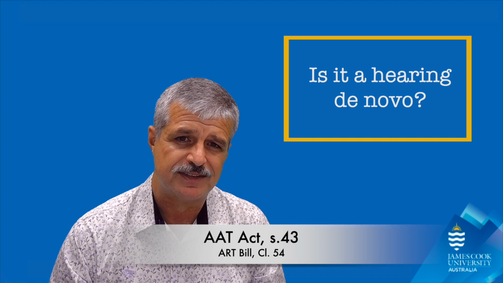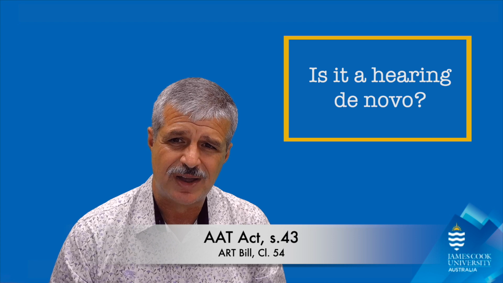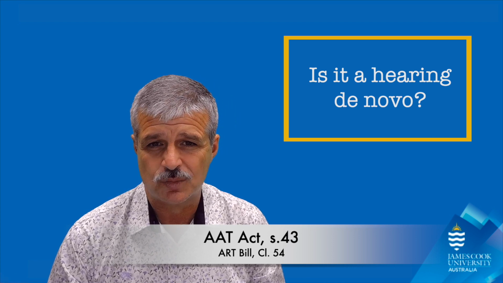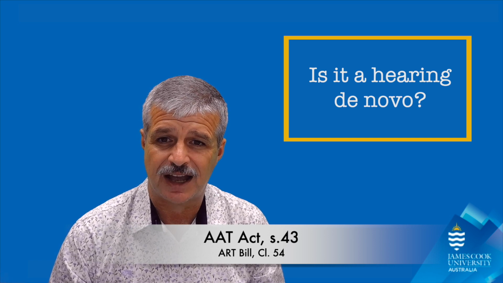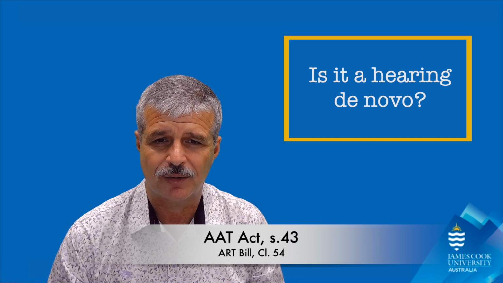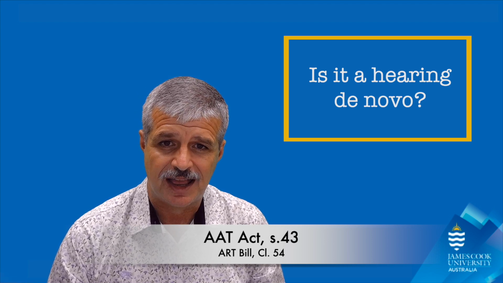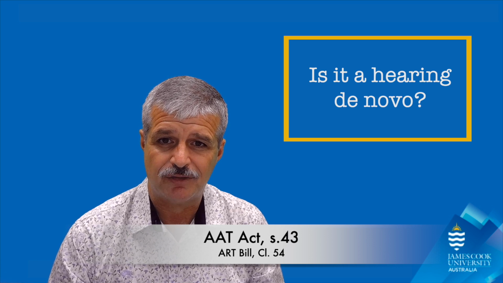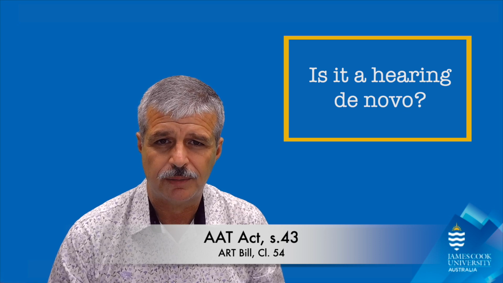On the other hand, though, the tribunal's legislation puts it in exactly the same position as the original decision maker. That provision's found in Section 43, subsection 1 of the AAT Act. So there's no actual reason for the AAT to worry about the original decision at all. The AAT can simply start from scratch with what they call a hearing de novo, which means a new hearing. They can simply make the decision as though the original decision maker had never been there. The same power is found in Clause 54 of the bill for the new ART.